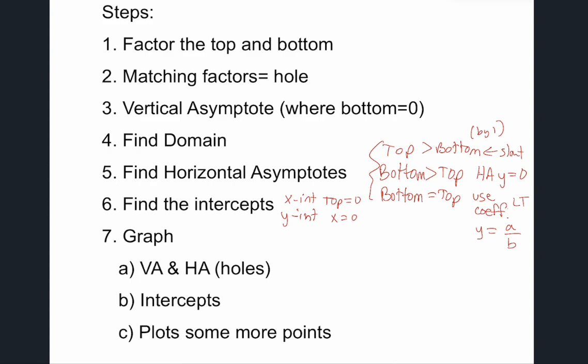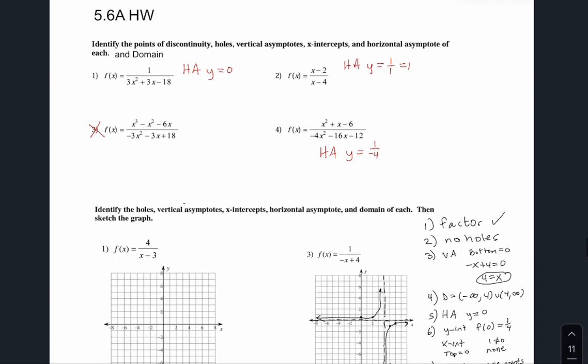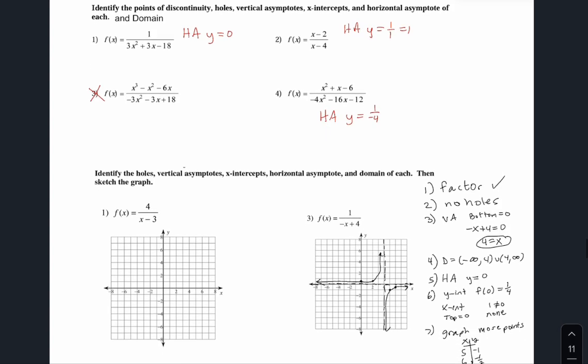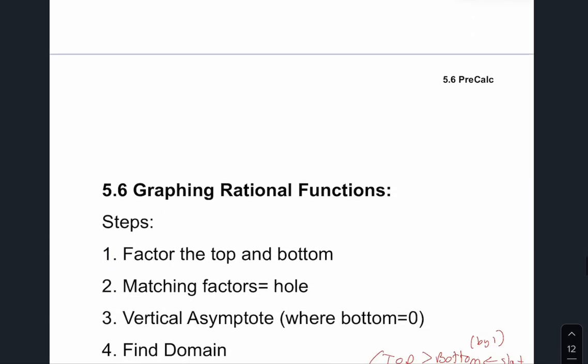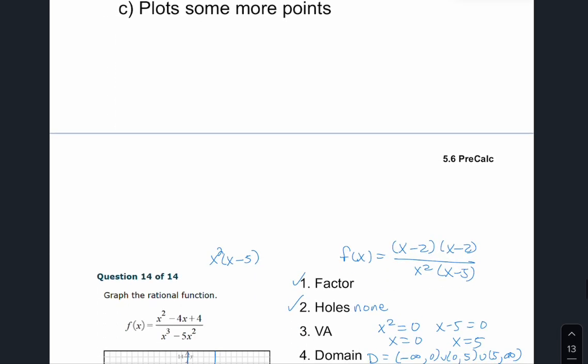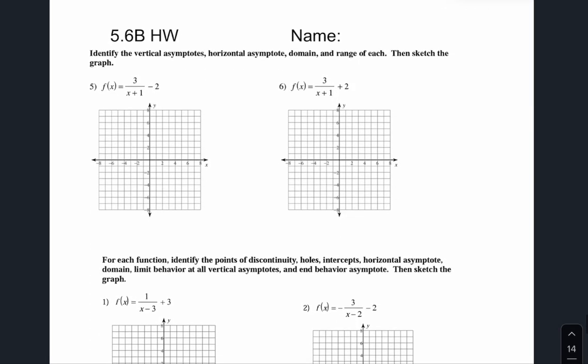Now, the homework so far that we have had, so this was the first one. That one you should have already turned in, 5-6A. Okay, so hopefully you've turned that in. And then 5-6B is next. So let's talk about this real quick.